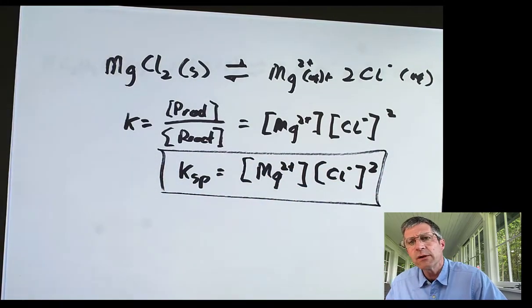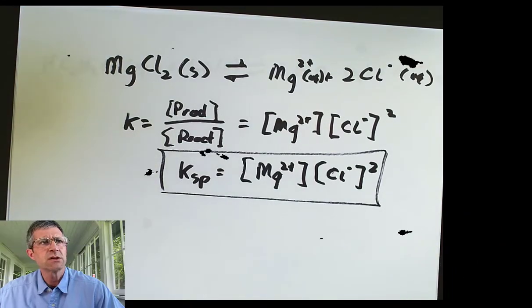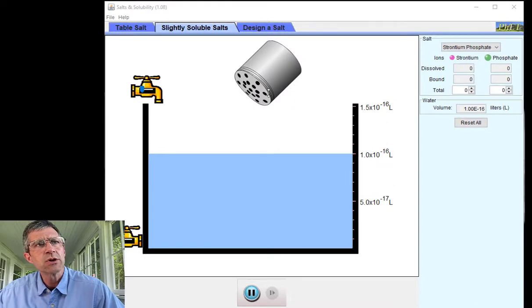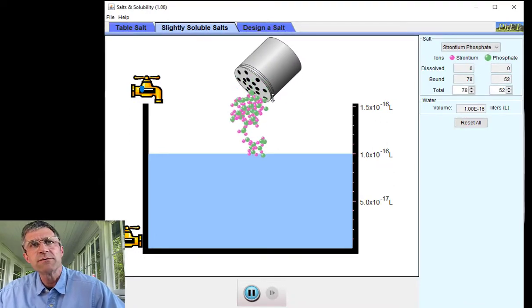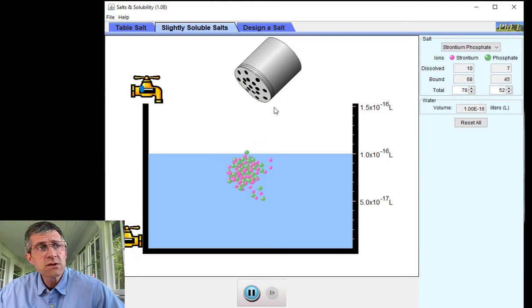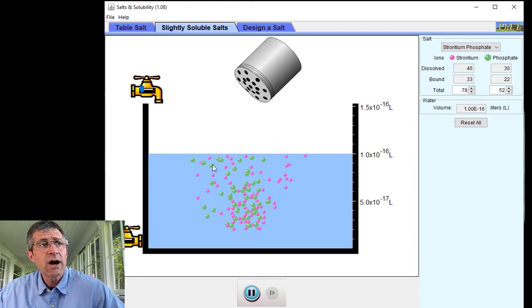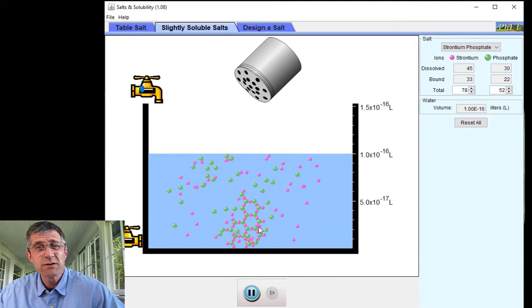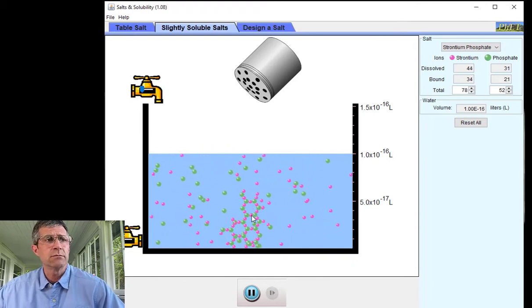So it's another way of thinking about reactions that we've seen before. So let me take a minute and show you what this looks like. So PhET has a nice simulation which describes some of this, right? So here I'm taking something, what is this, strontium phosphate. So I'm going to put a little strontium phosphate into water. Some of it dissolves, and I have ions floating around, but notice that some of it didn't dissolve and just sinks to the bottom, right?